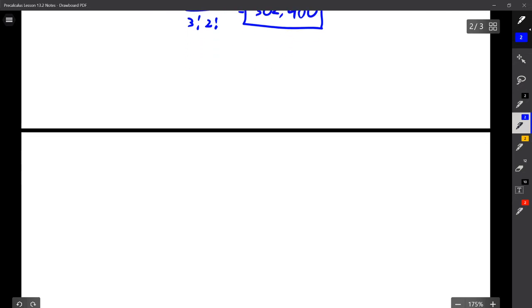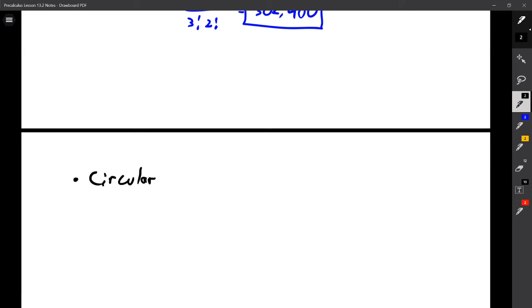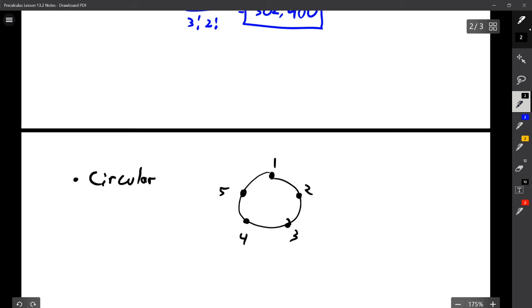And then the circular stuff. Circular. So what's going on here is 5 items around a circle. So we have 5 spots here. 1, we'll say 2, 3, 4, 5 spots. And we have 1, 2, 3, 4, 5.